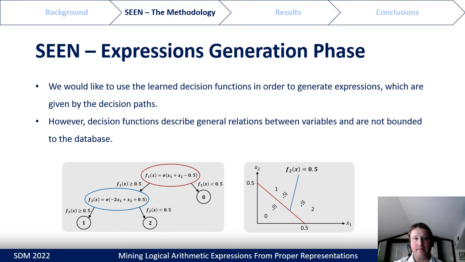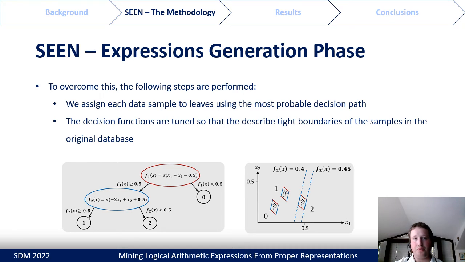Now, the soft decision tree allows us to generate expressions that describe its decision paths. However, since the decision boundaries in each internal node are shared across various paths, the conditions extracted using this method are not tight, as shown in the following figure.